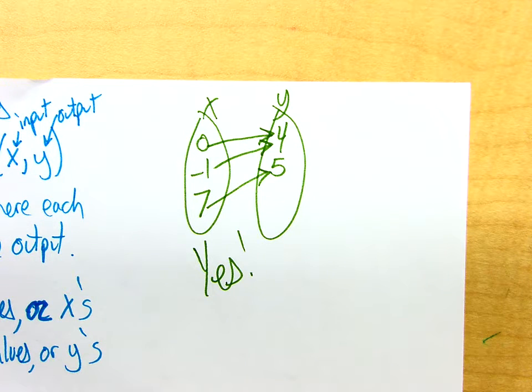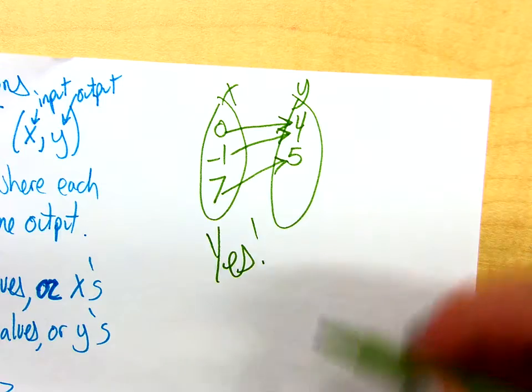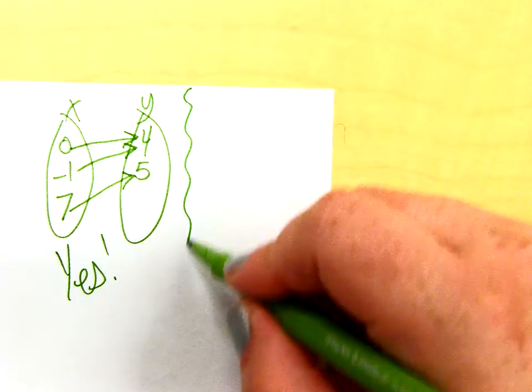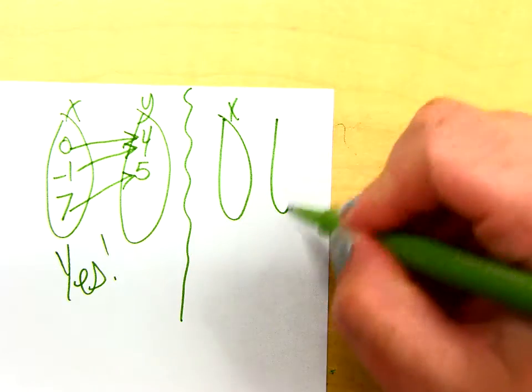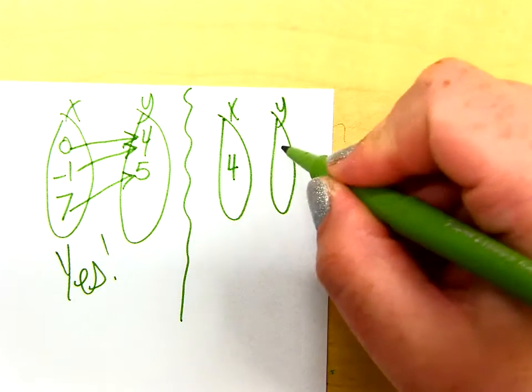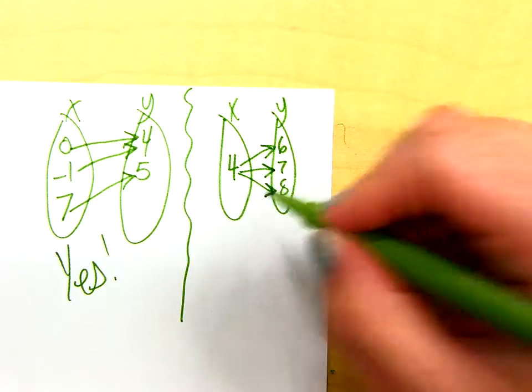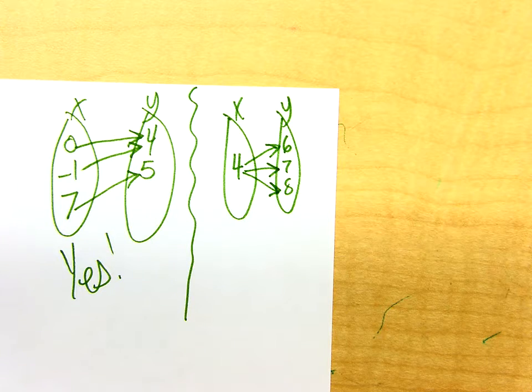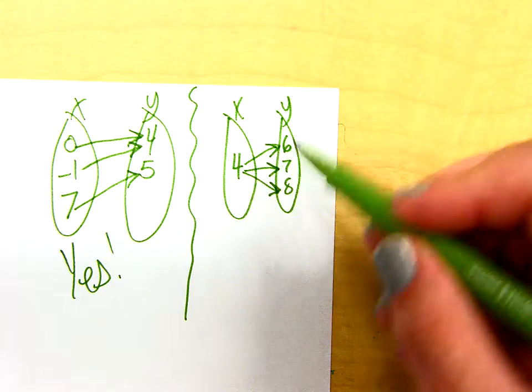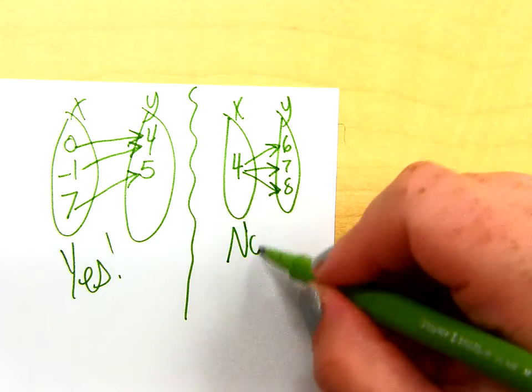Okay. Does that make sense so far? Let's try one more, just for fun. What about this one? Function or not? Not. Why no? Yeah, no, it's not. This is not a function. 4 is going to 3 different places. That can't be. That's a no.